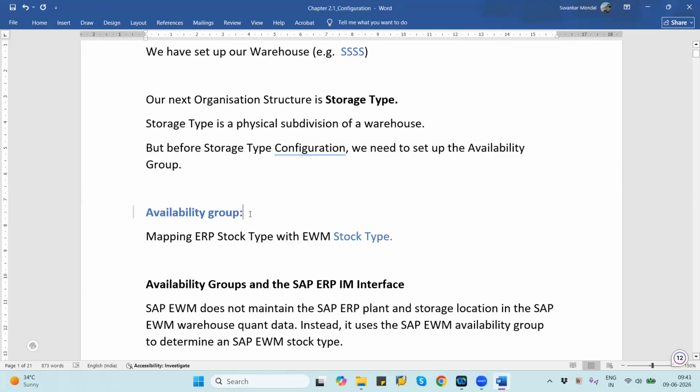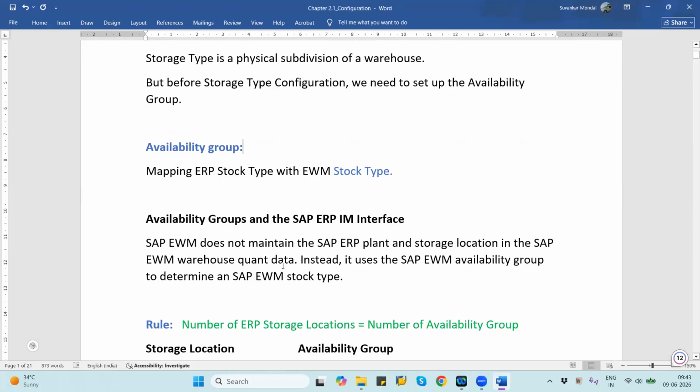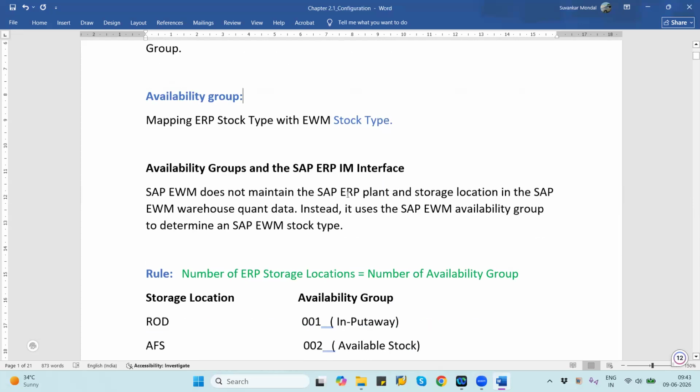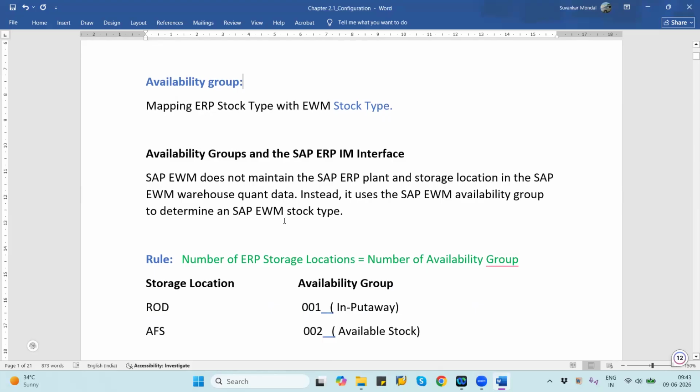Definition wise, if you have 3 storage locations, then you need to create 3 availability groups. If you have 2 storage locations, you will have 2 availability groups. Remember, this is an interview question. How many availability groups are required if your warehouse has 2 storage locations? The answer will be 2 availability groups.